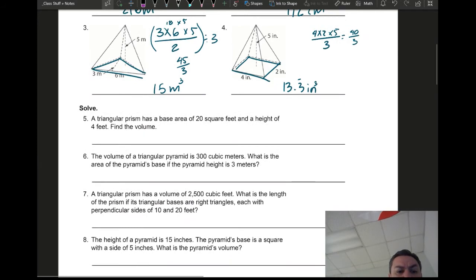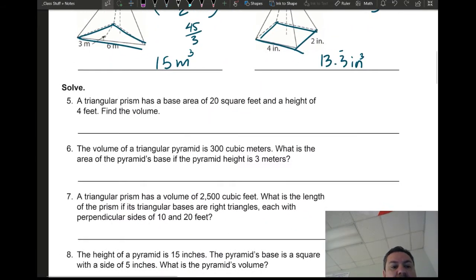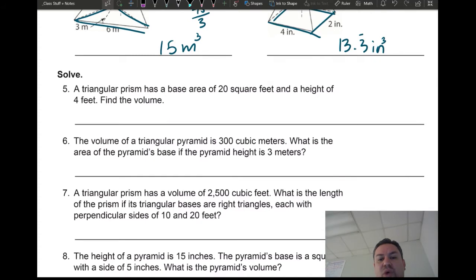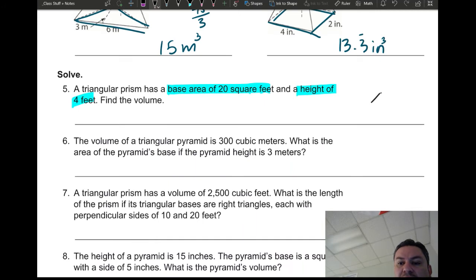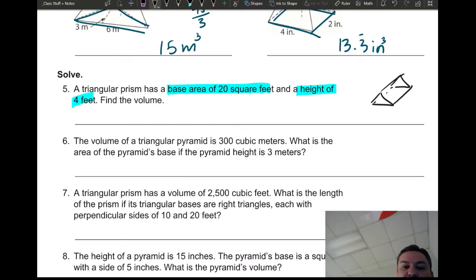Now, word problems. Number 5: a triangular prism has a base area of 20 square feet and a height of 4. Find the volume. So we know the base area, 20 square feet, and the height of 4 feet. So we have a triangular prism. Basically right here they're giving you the uppercase B, so you don't need to find the area of the triangle. And the height of it is 4.